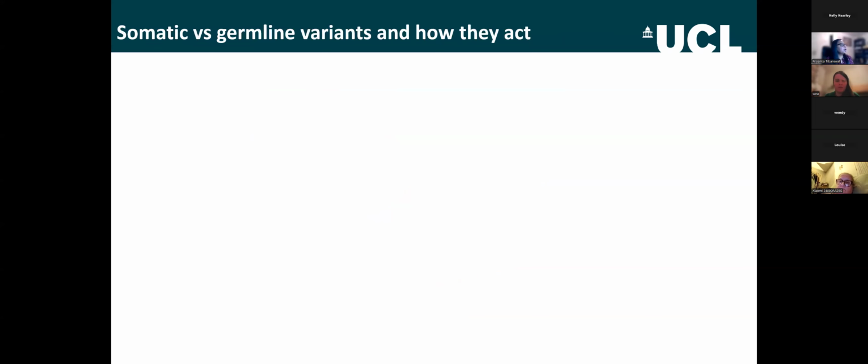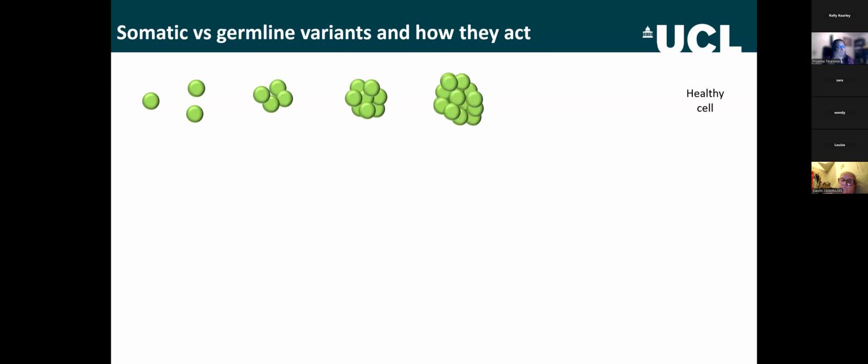Now, just to try and explain how these variants act, because we've talked about how a mutation might happen. So this is a healthy cell. We know cells divide into 2, then become 4, then they become 8. Now and then they keep on dividing. They form an entire individual. Every day cells undergo division. So this is a constant process.